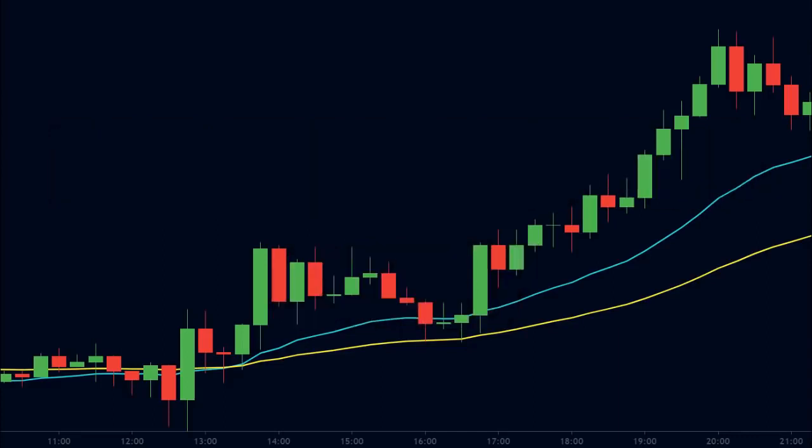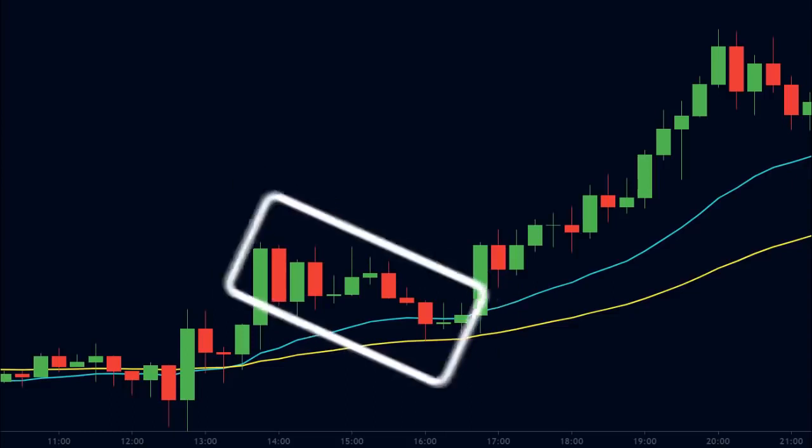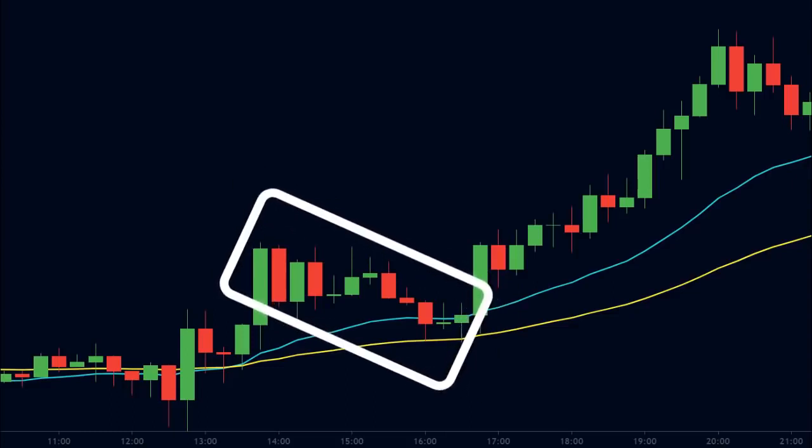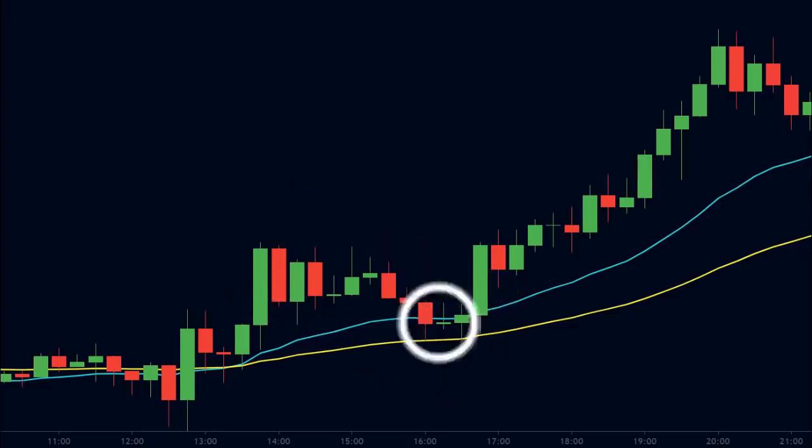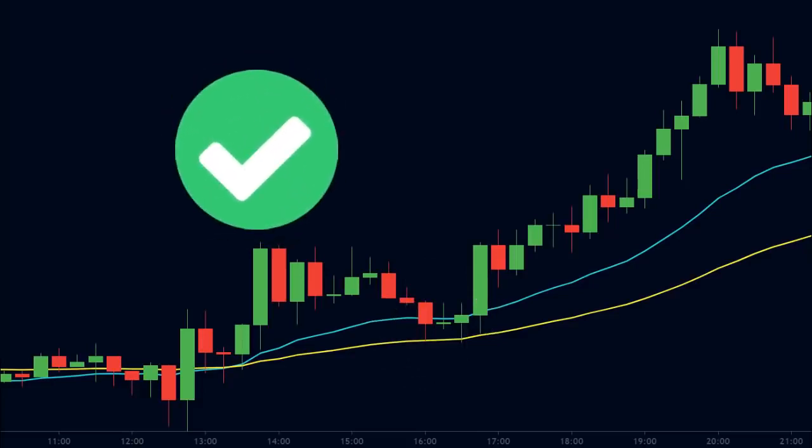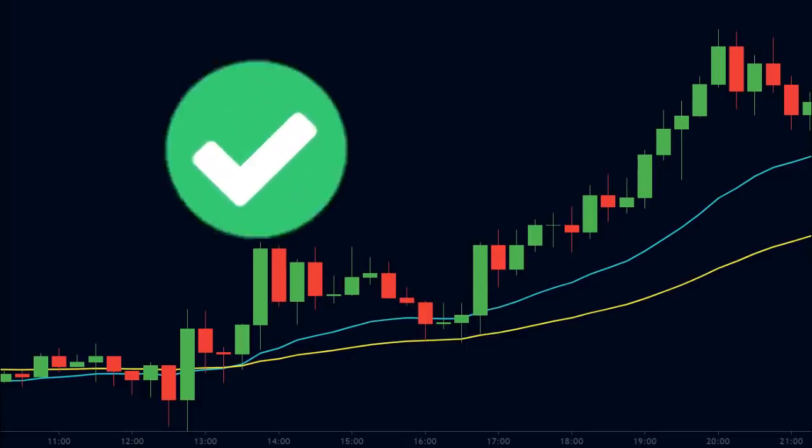Now we wait for a pullback. Here we see that the price has successfully made a pullback. The pullback touches the 20 EMA and it does not break below the 50 EMA. Hence, the trend is still intact and the pullback is valid.